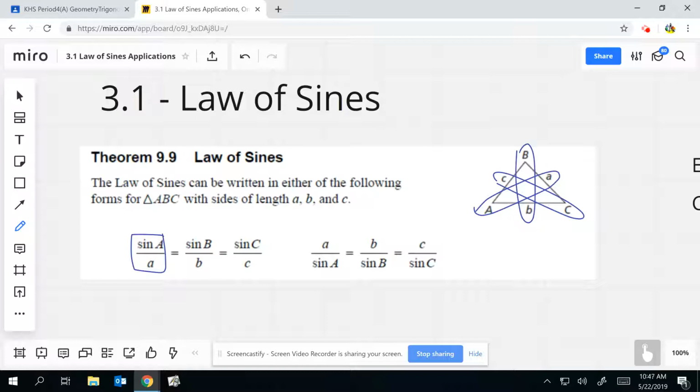So if you've got one complete fraction, A over A, B over B, C over C, you could use law of sines. And I like this first one because I like to put the angles on top and I like to put the little letters on the bottom. That's just how I do it. But again, you can see these over here, they switched it around, and that's fine too, as long as you switch all of them around. All right, so let's look at example one.